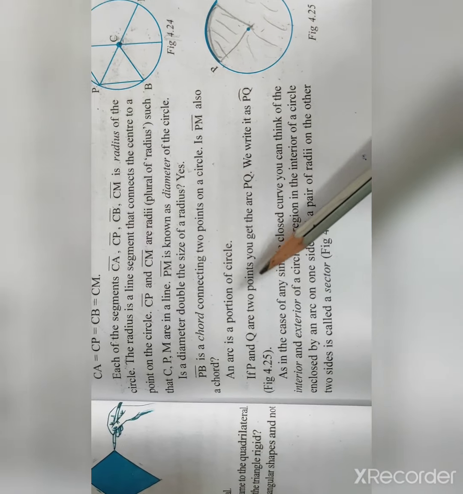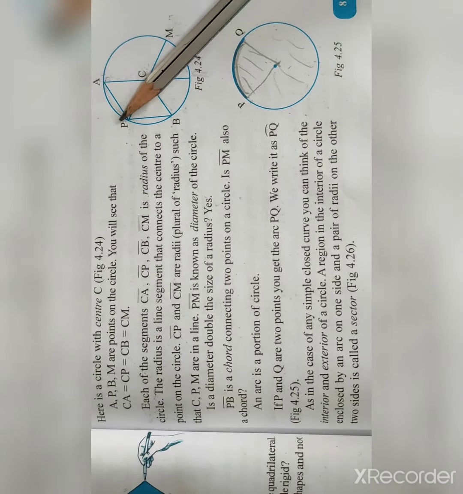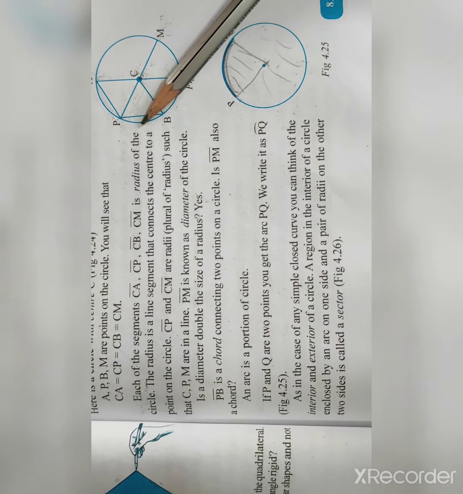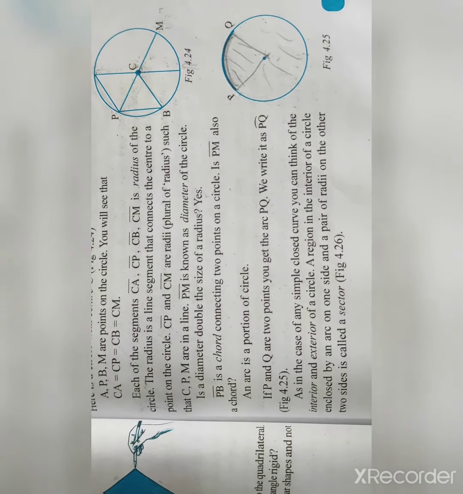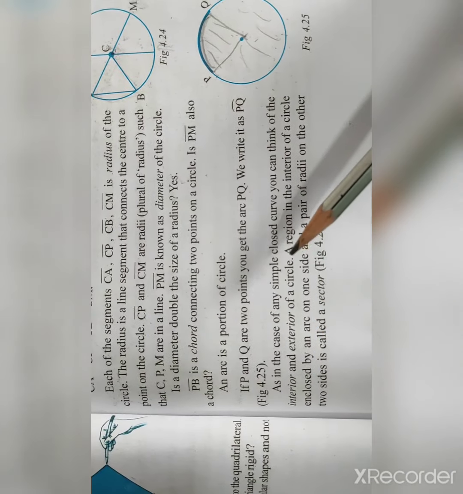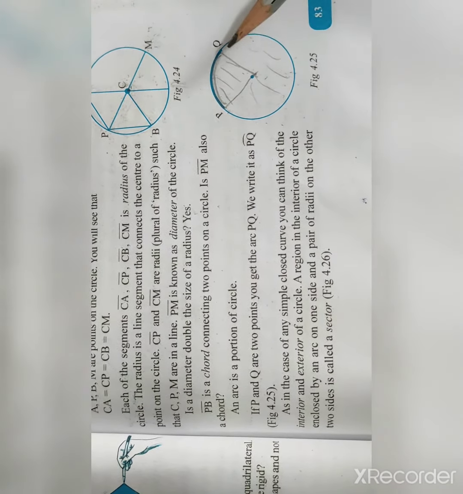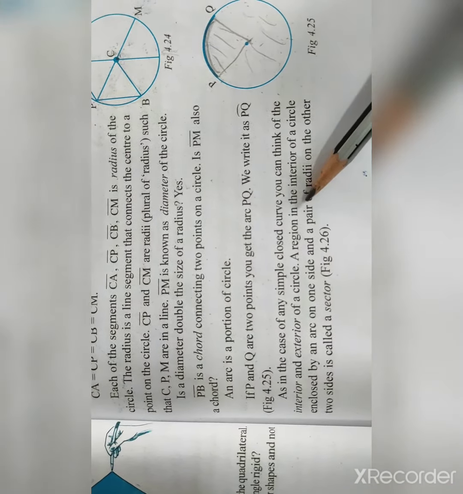Curve type. If P and Q are 2 points, you get the arc PQ. Arc PA, arc PB. As in the case of any simple closed curve, you can think of the interior and exterior of a circle. So, interior and exterior. A region in the interior of the circle enclosed by an arc on one side and a pair of radii on the other 2 sides is called a sector.